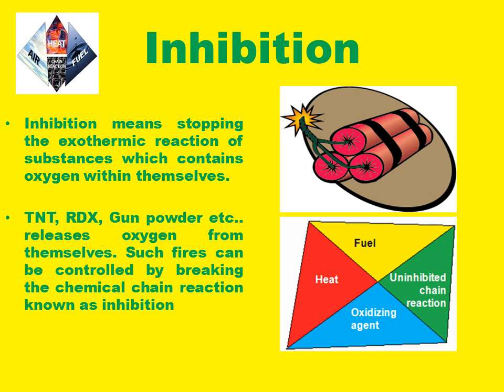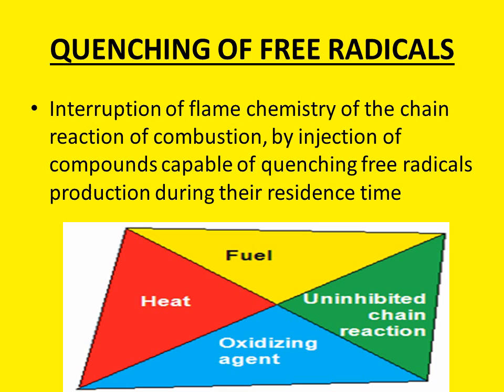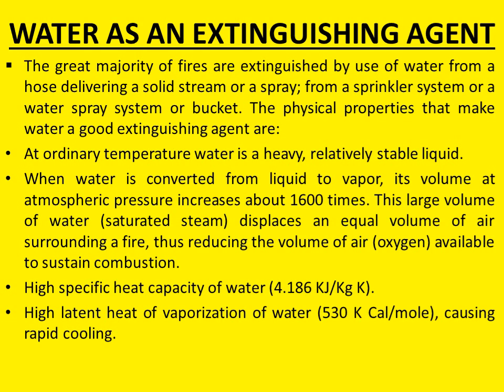Inhibition. Inhibition means stopping the exothermic reaction of substances which contain oxygen within them. Quenching of free radicals. Quenching of free radicals is done by interruption of flame chemistry. Water as an extinguishing agent.